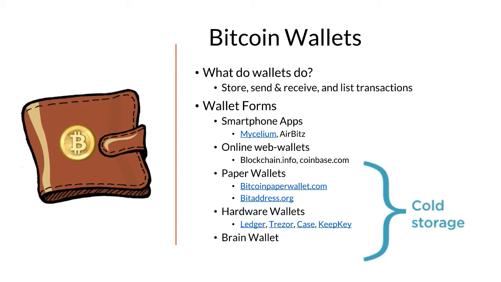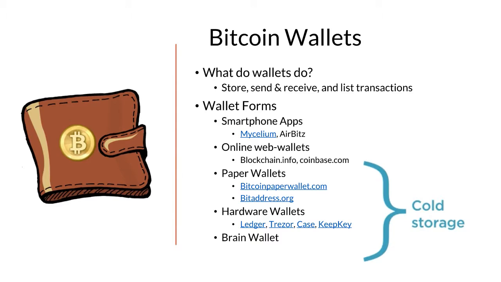So examples of hot storage are online web wallets like Coinbase, where basically your private keys are stored in the cloud. That's why you can access them from any computer essentially. You can log onto the Coinbase website, log into your account, and send money from anywhere.